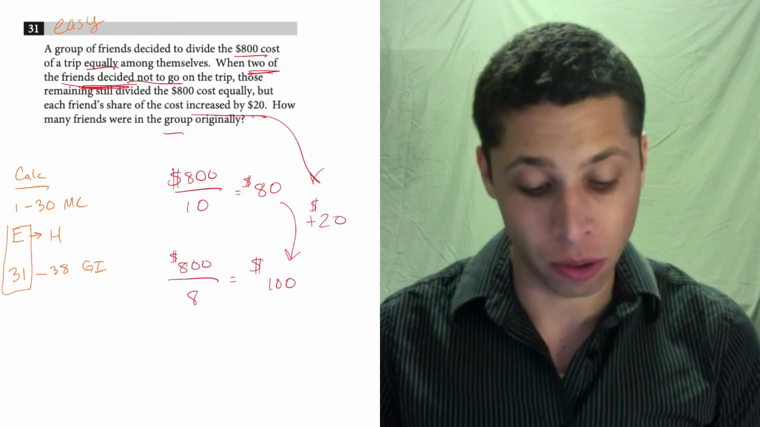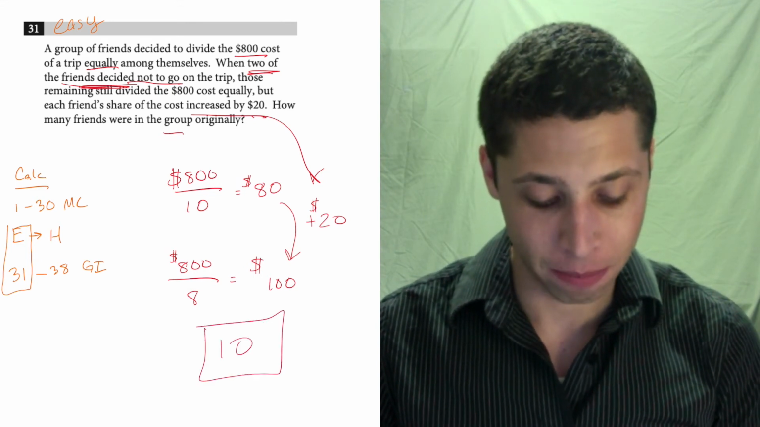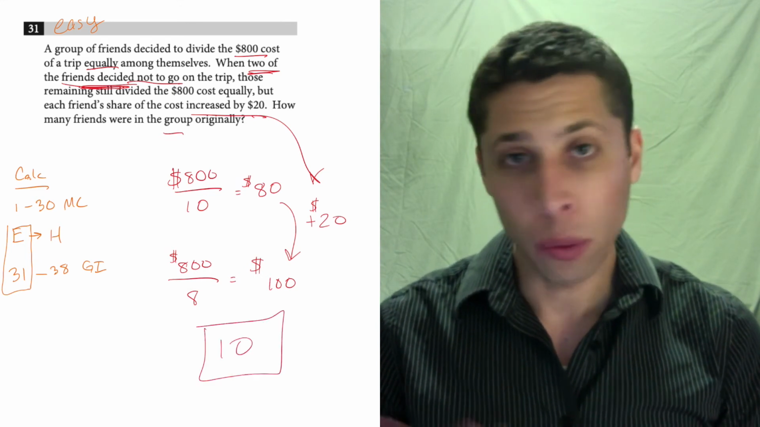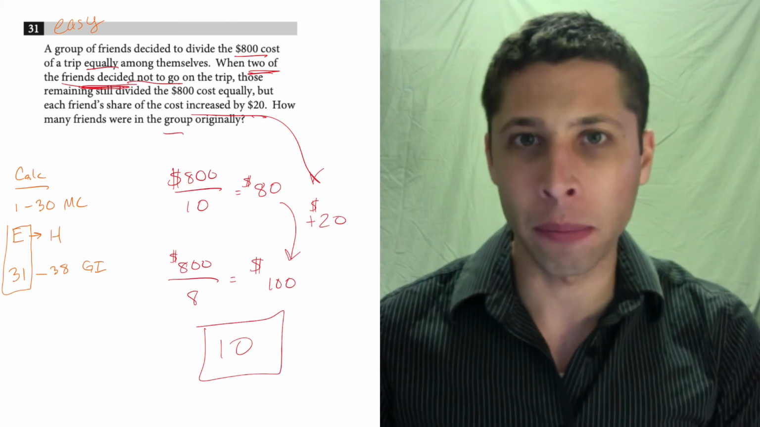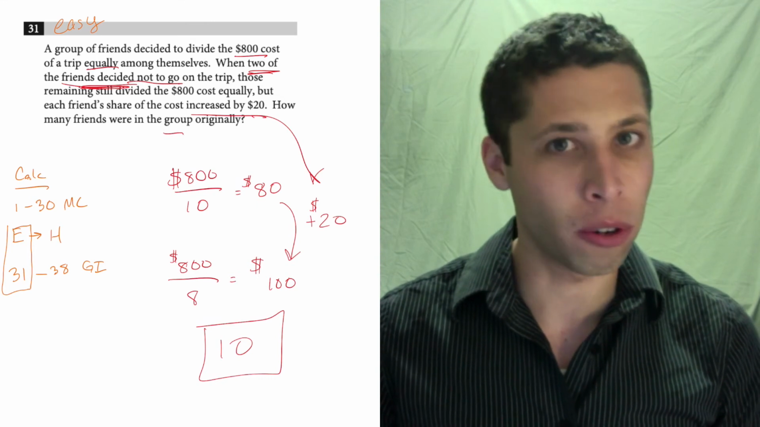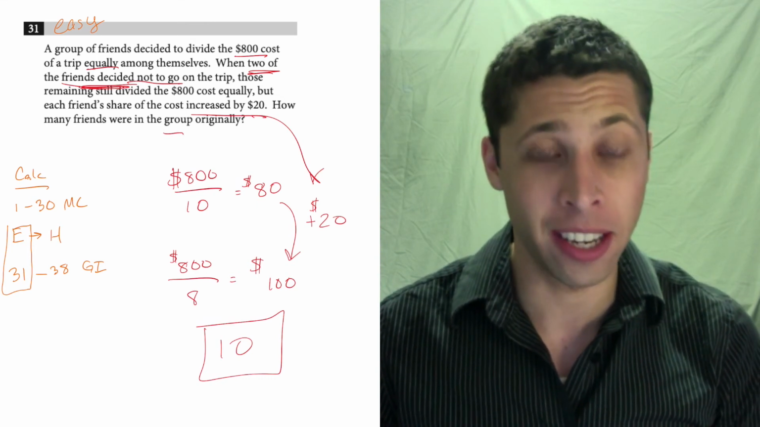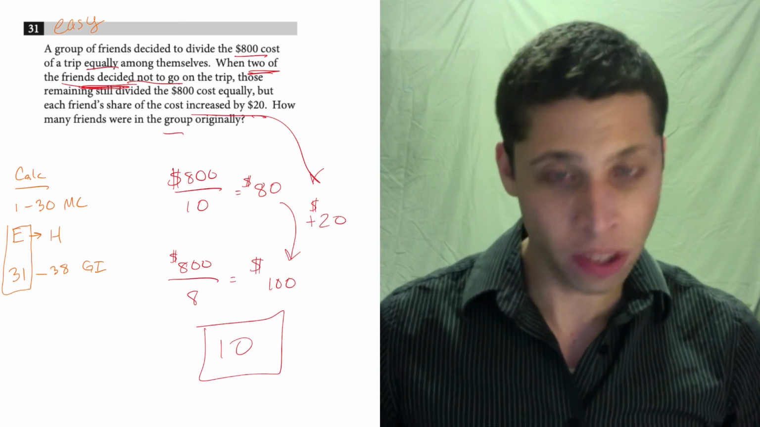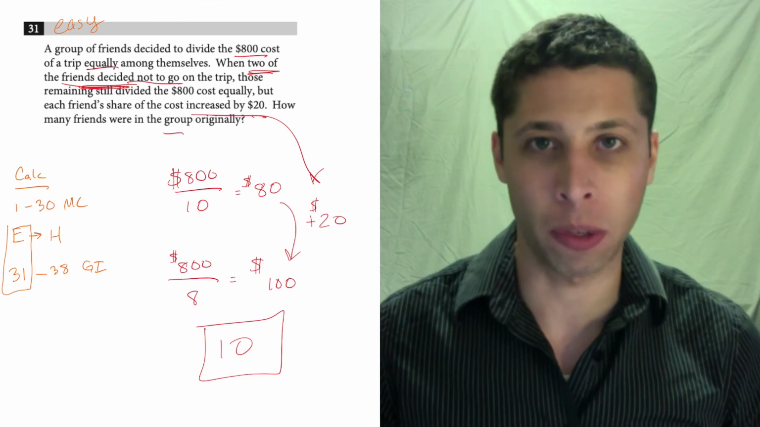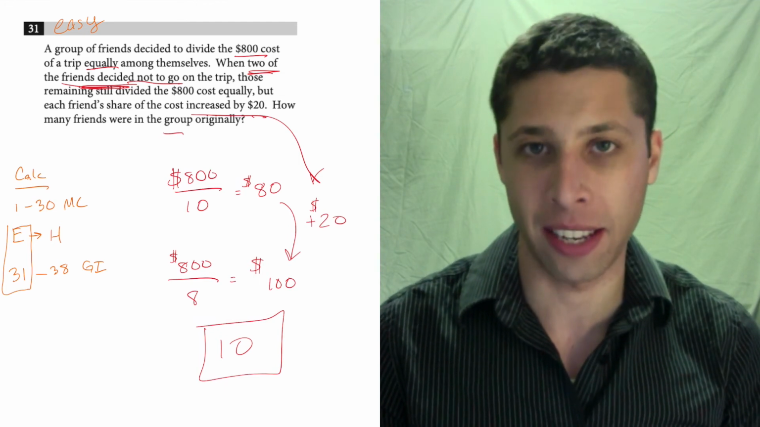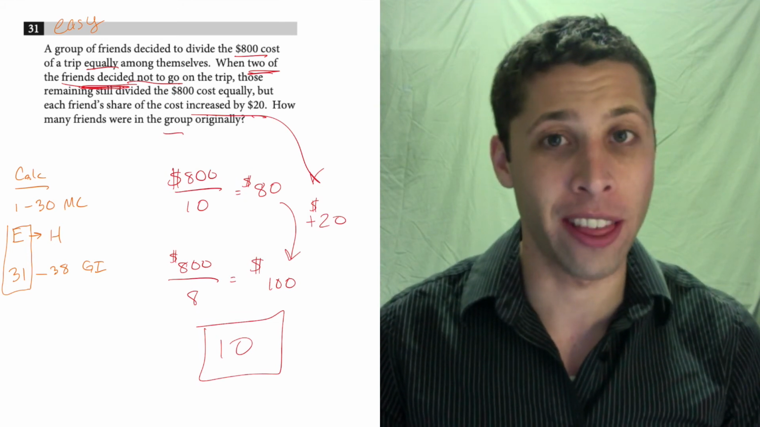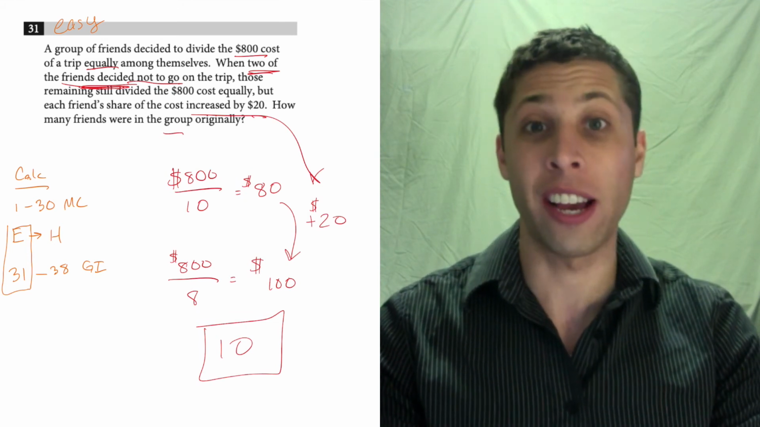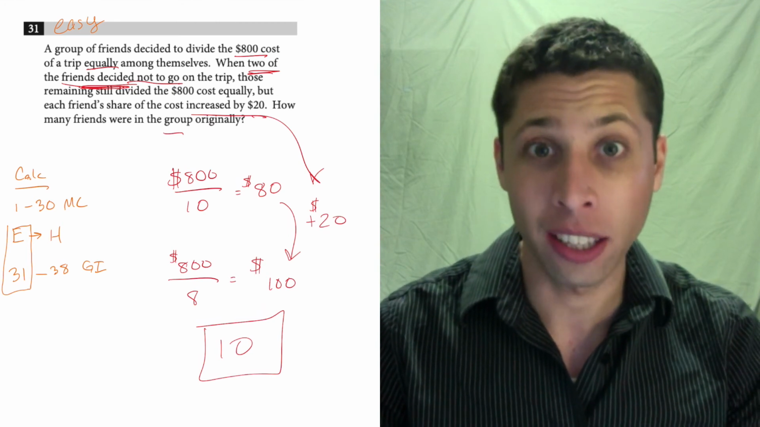So how many friends were in the group originally? 10. That's it. If you had guessed a different number to start, it wouldn't have worked, but then you just pick a new number. This is a good example of don't overthink things. If a question's supposed to be easy, the solution is going to be easy. Notice I'm not making an equation. I'm not doing algebra here. I'm trusting in the SAT. I know that it's going to be a much easier question than the actual text of the question leads on.